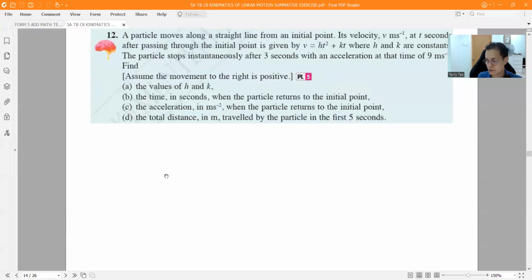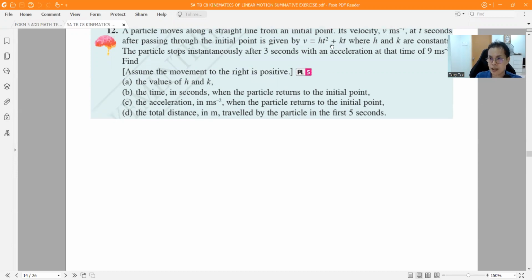Let's look at number 12. This is a very long question. A particle moves along a straight line. The velocity is given by this, in terms of h and k. The particle stops instantaneously after 3 seconds. That means v equals 0 when t is 3, and the acceleration at that time is 9.